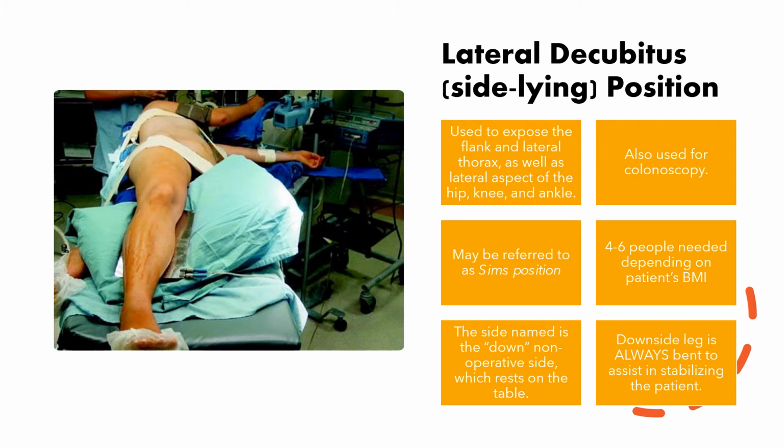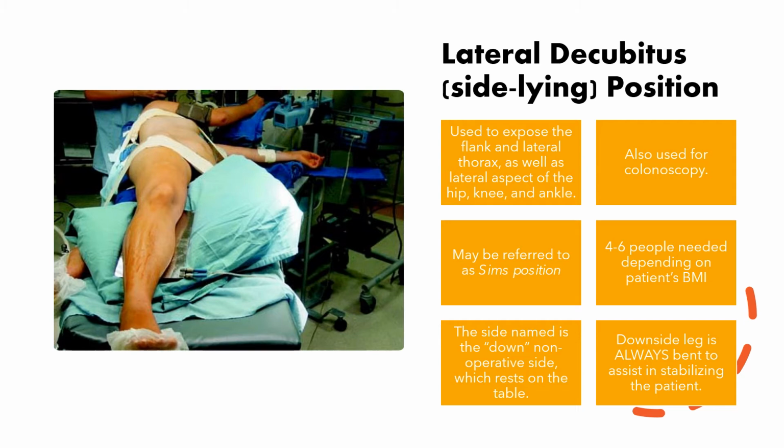Now, the head is typically going to rest on some sort of pad, horseshoe pad or donut or some sort of foam positioning device that has a hole in it, right? So that we avoid pressure on the ear, eye, facial nerves, and the superficial vessels of the face. The eyes are going to be taped to prevent corneal damage.